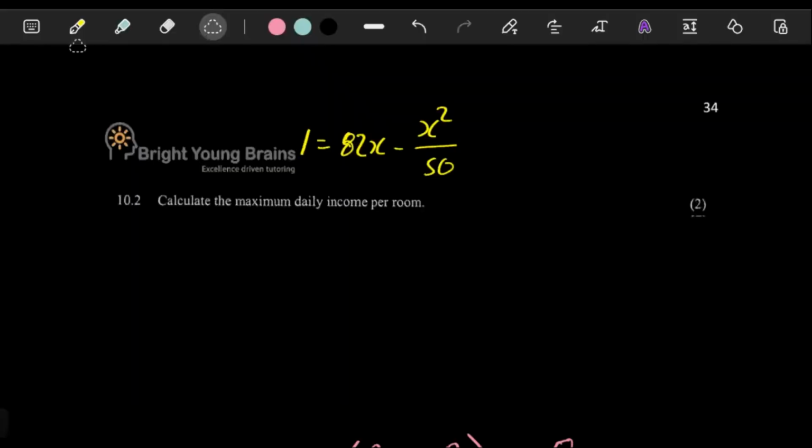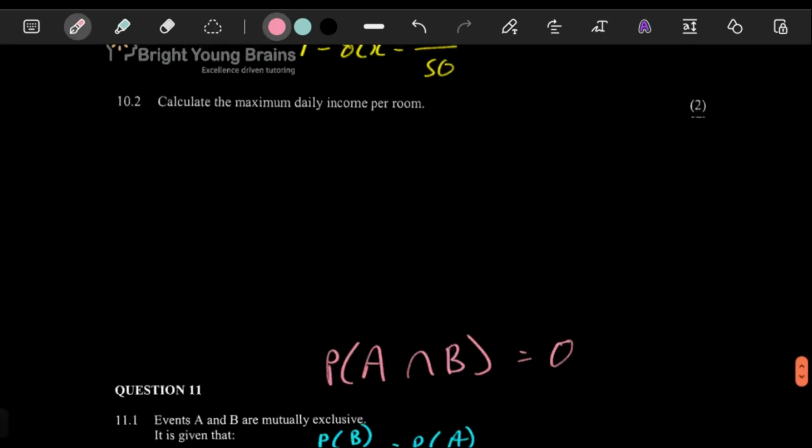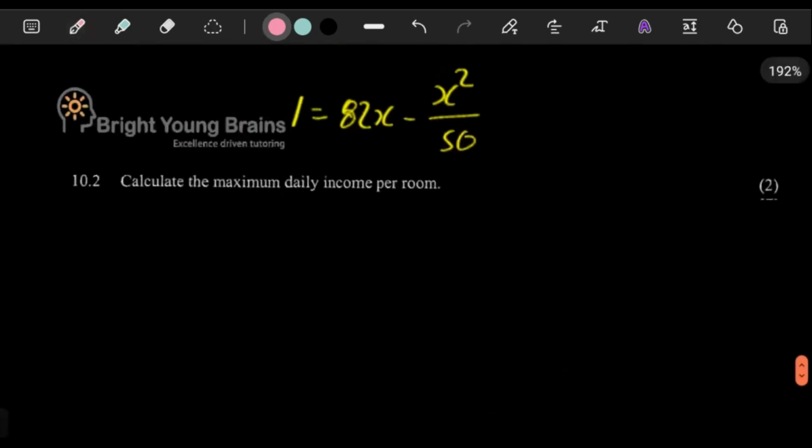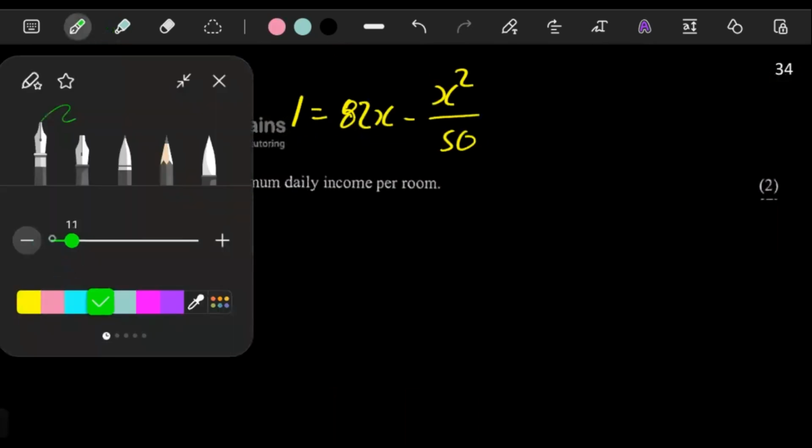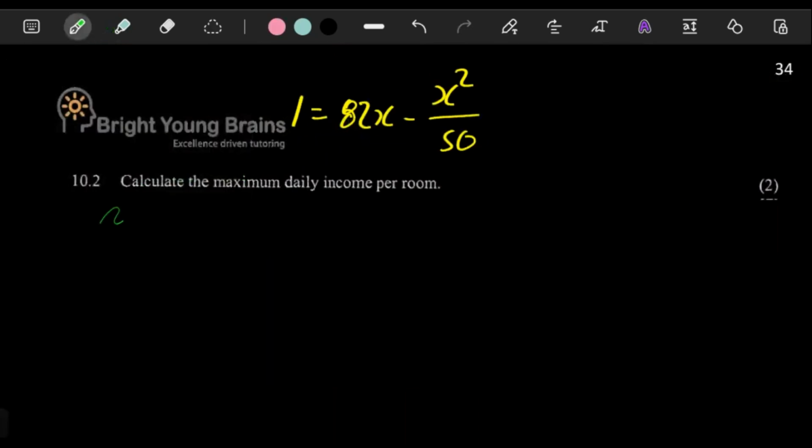So 10.2 says here that we should calculate the maximum daily income per room. When you think of the words maximum or anything like that, you should automatically think of differentiating and making your equation equal to 0. In this case, before you differentiate, you have to make sure that you put everything in order.